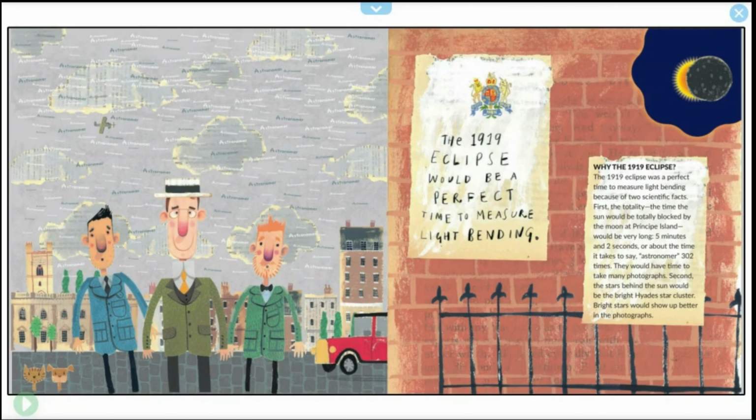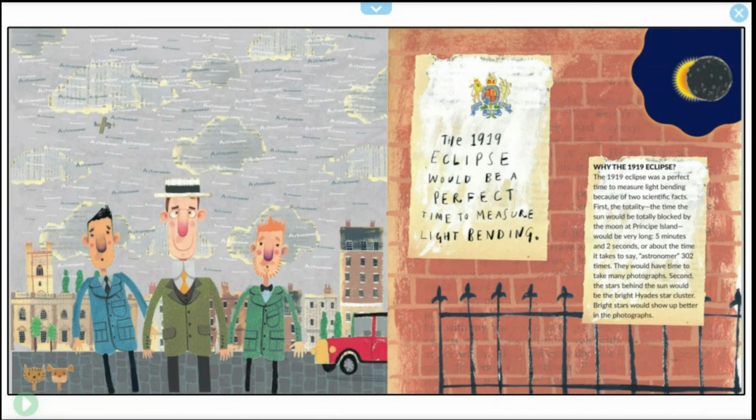Why the 1919 eclipse? The 1919 eclipse was a perfect time to measure light bending because of 2 scientific facts. First, the totality. The time the sun would be totally blocked by the moon at Principe Island would be very long, 5 minutes and 2 seconds, or about the time it takes to say astronomer 302 times. They would have time to take many photographs.